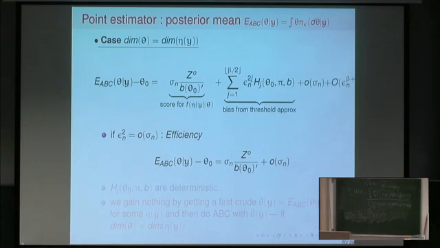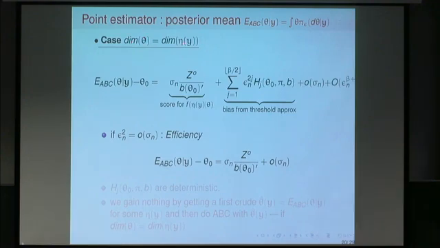Then you have a funny phenomenon if the dimension of theta is the same as the dimension of your summary statistics. Typically the dimension of the summary statistic is larger, but if it's the same, then you can exactly write down an expansion of the ABC posterior mean minus theta naught. You have the score again, the usual classical framework as if you were to observe eta(y) instead of y, plus a bias term which depends on epsilon n, the threshold. These functions h_t are deterministic, so it's really a bias term plus a little o of these two terms.